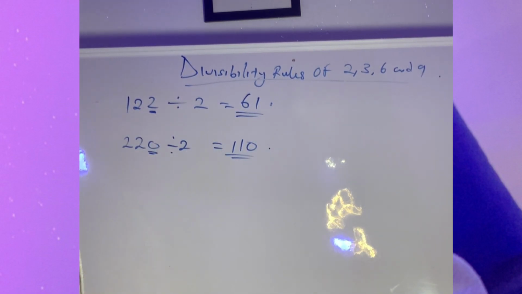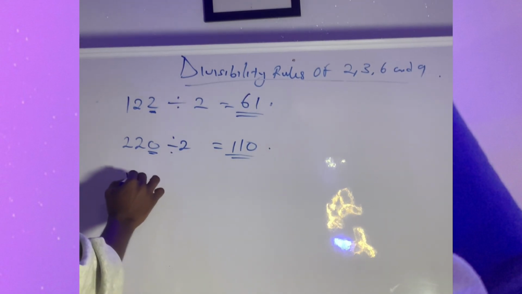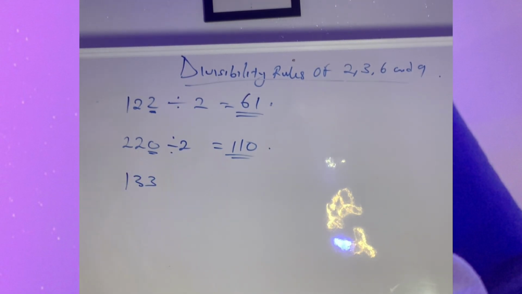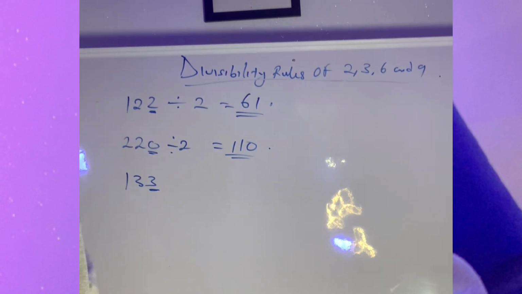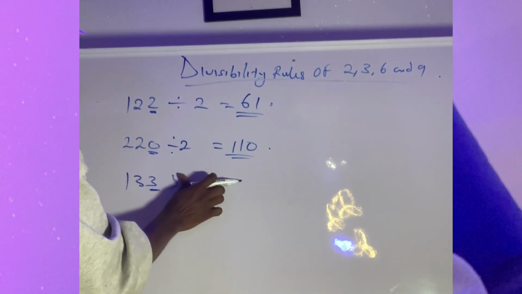But if the number ends in an odd number, for example, 133, 2 cannot divide this, because the last digit there is not an even number, neither is it ending with a 0. So it cannot be divided by 2.